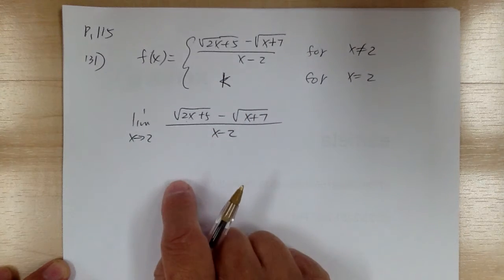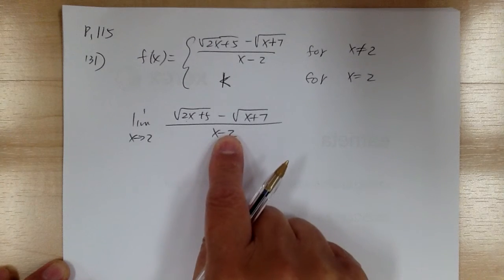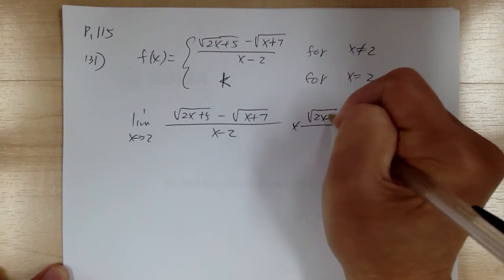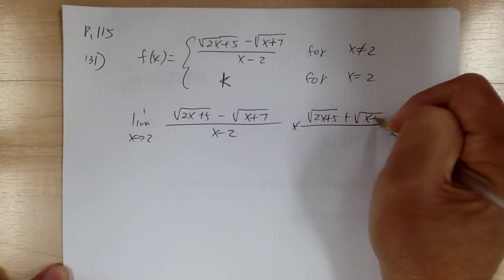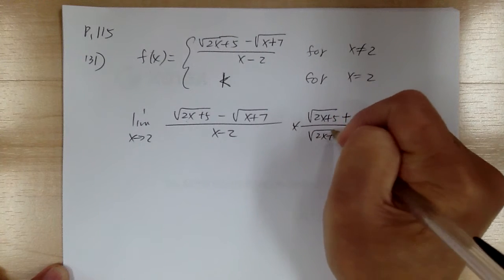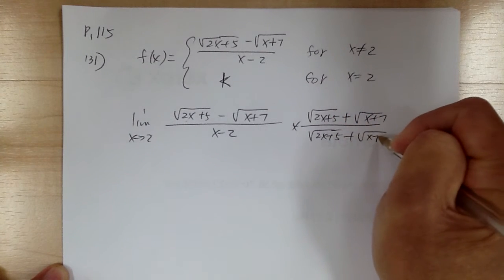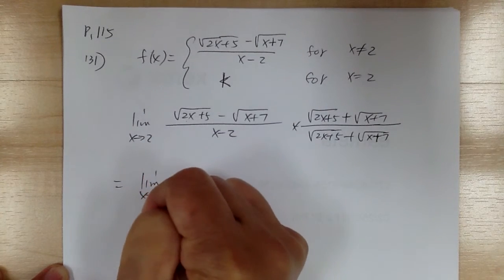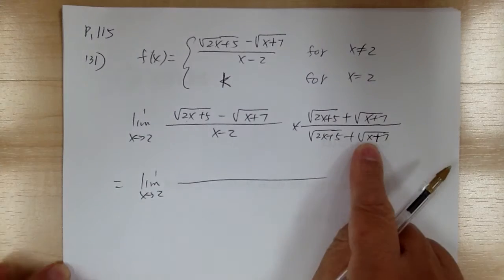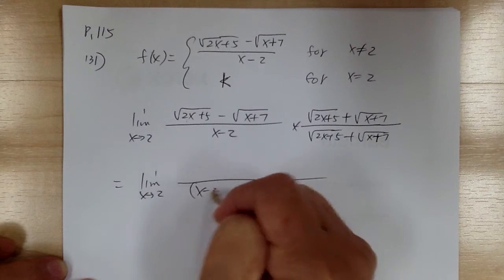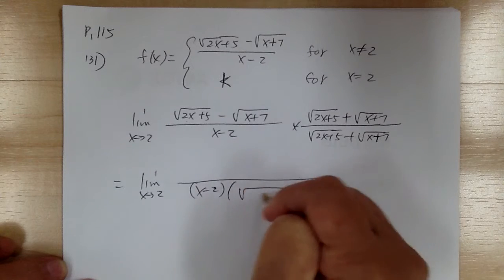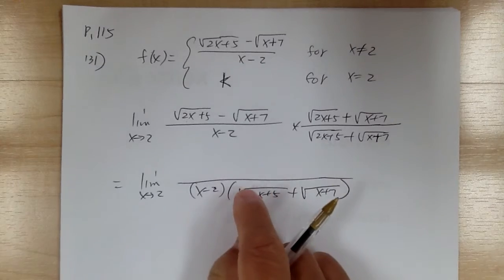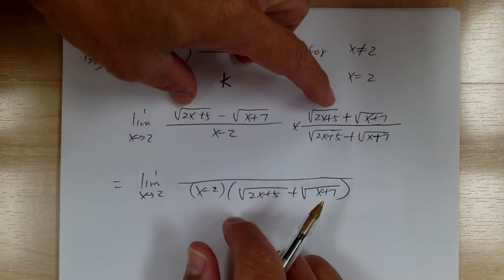To be continuous. So now you cannot substitute the 2 directly, so you need to multiply by the conjugate. Do not multiply the bottom, keep the bottom the same. Now the top, when you multiply by the conjugate, you just multiply the corresponding parts.